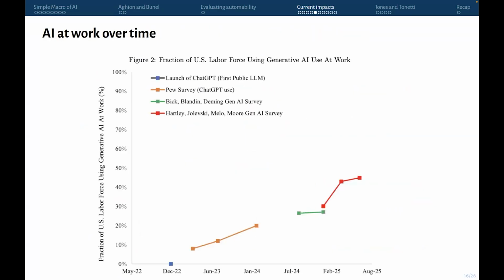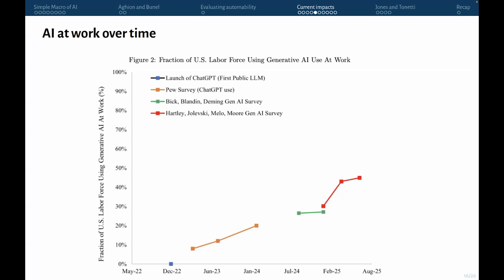And then this is the Hartley et al. survey juxtaposed with other surveys over time. And you see that there's a pretty clear upward trend in this fraction of the US labor force using generative AI at work. There were these early Pew surveys, which indicated not much adoption. There's the Bick, Blandin, and Deming survey, and then there's the rounds of the Hartley survey since.